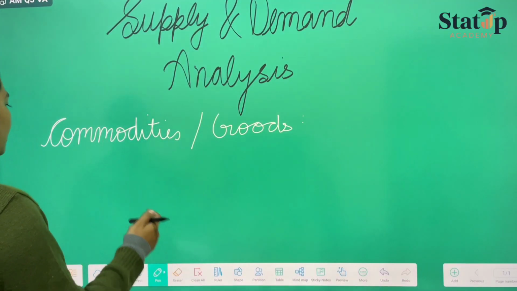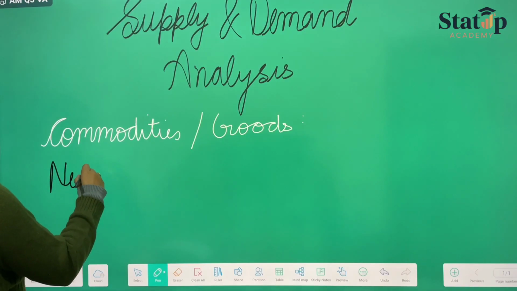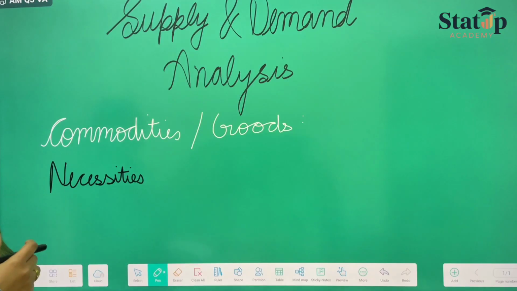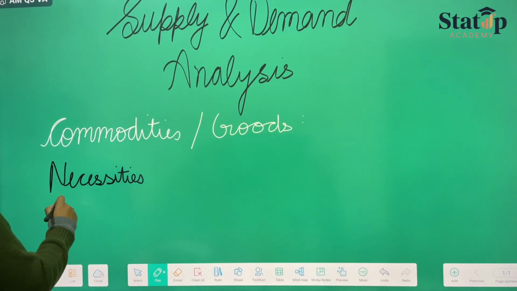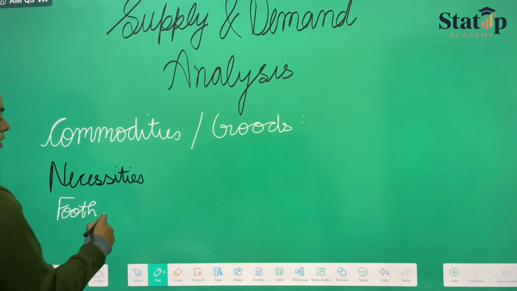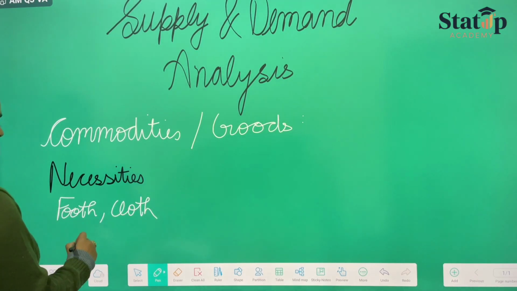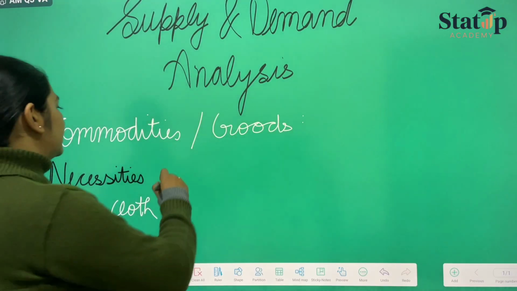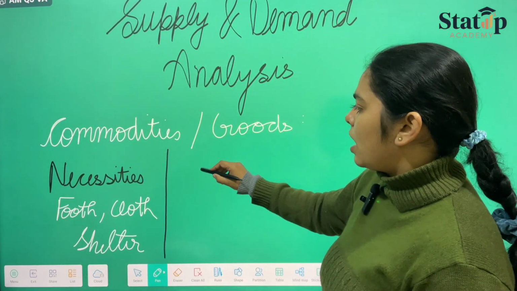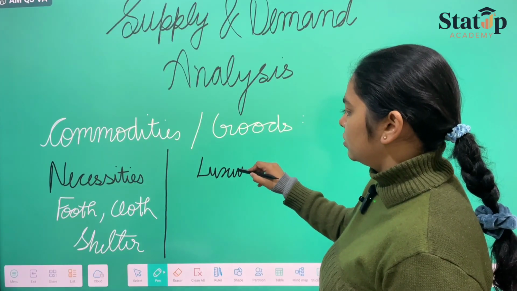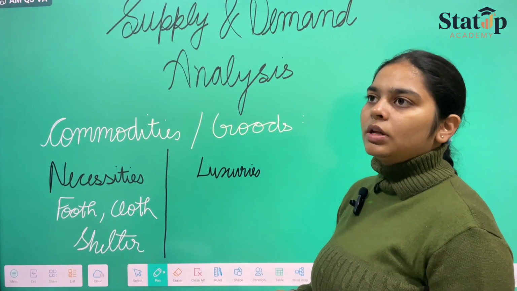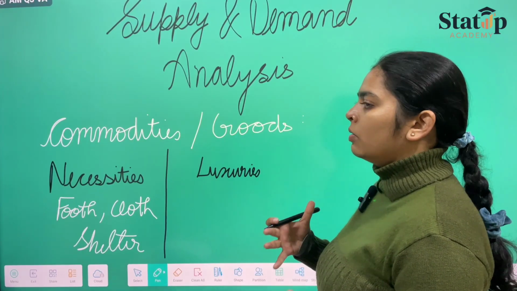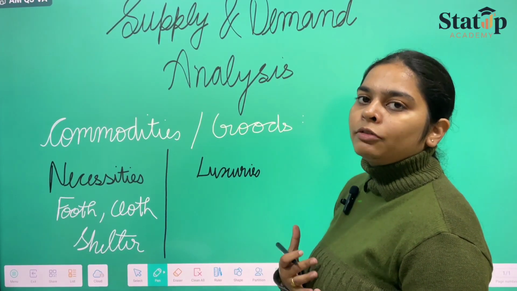They may be of three kinds. First is necessities. Necessities are the ones without which we cannot live, like food, clothes, shelter, etc. Then the second type of commodity is luxuries. Luxury is what we might afford if we are earning more than is needed for acquiring the necessities.